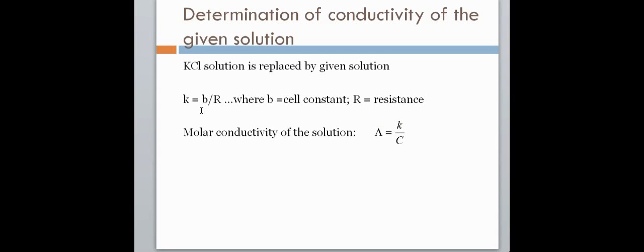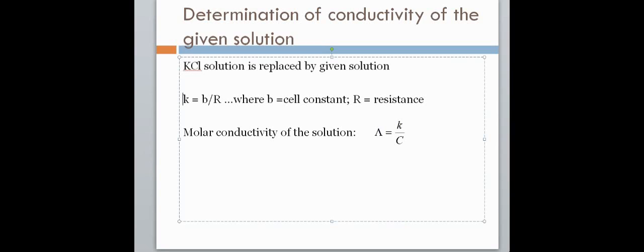What about determination of conductivity of the given solution? Will I be able to find out the value of K? Yes, I can. Once I know the cell constant B, there is a formula: K is equal to B upon R. So I will be able to find out the conductivity also. Will I be able to find out the molar conductivity? Definitely yes. Because if I know the value of K and the concentration of that solution, then I should be able to find out molar conductivity also. So that was about conductivity and molar conductivity.